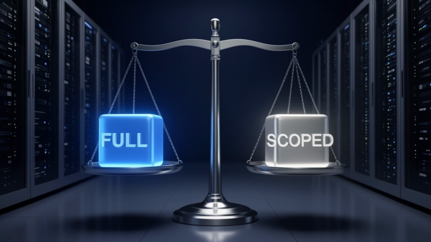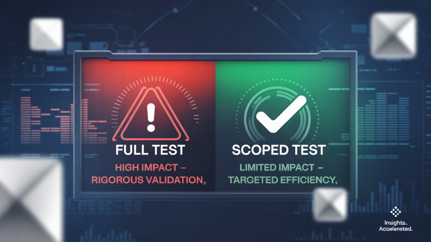Now, based on this, we define validation scope. Do we test everything, or do we test only impacted areas? If impact is high, run full validation. If impact is limited, run scoped validation.